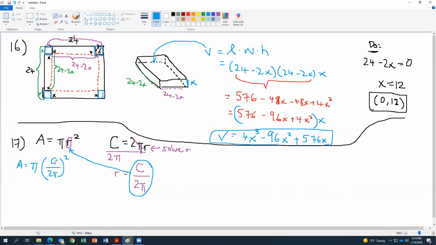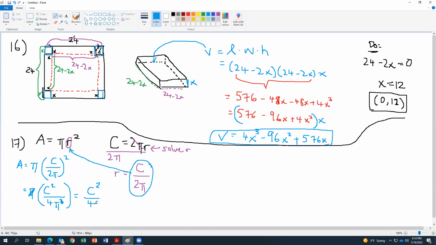So again, I have to square the whole thing here. So this will become c squared over 4 because 2 squared is 4. And pi squared, pi times pi. So actually I square this inside the parentheses. Now this pi and this pi can be cancelled. But because you got 2 here, you got 1 here, you only can cancel one of those pi. So your answer in this case is c squared over 4 pi.